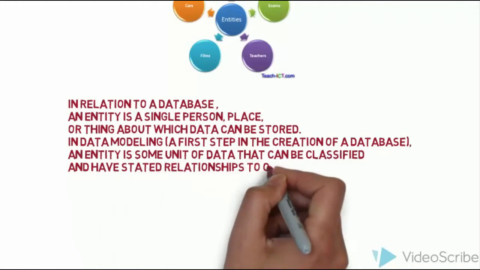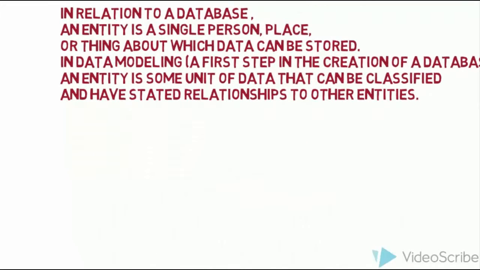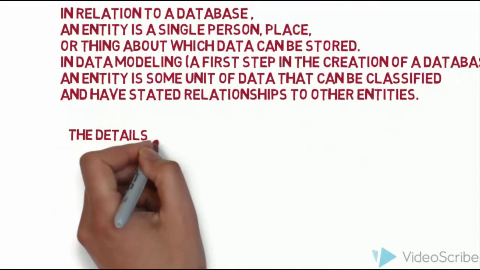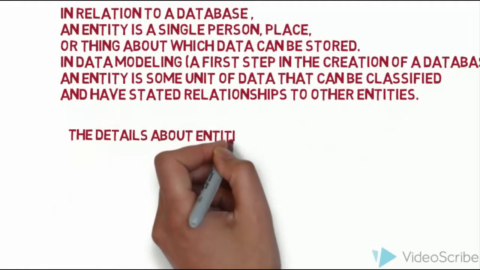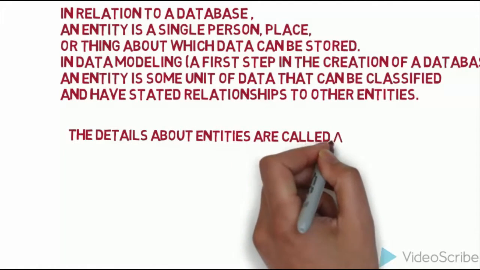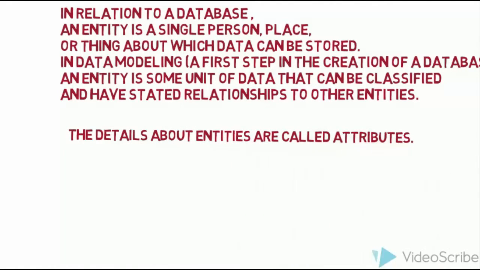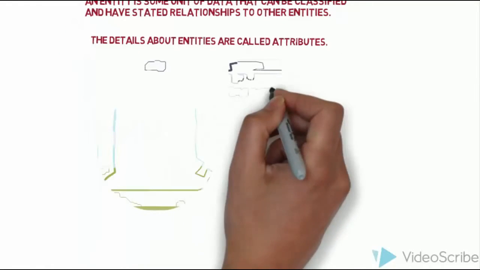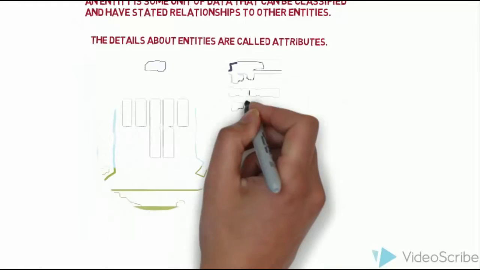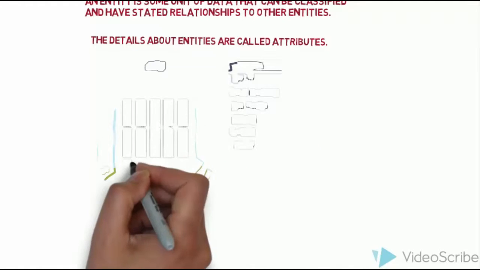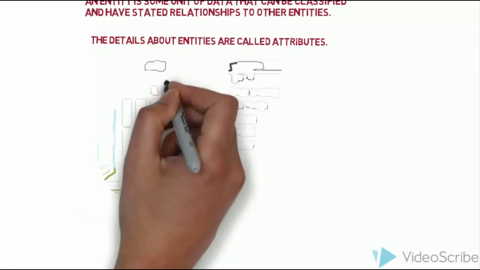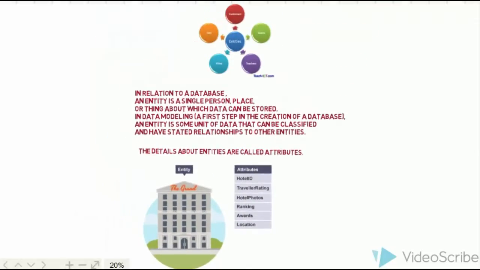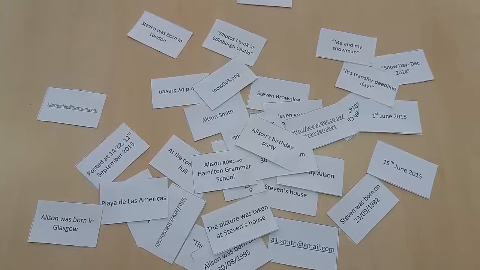What does that mean, attributes? The details about entities are called attributes. When you design a database, you need to think about which attributes you want to store. In a database of hotels, an individual hotel is the entity, and the attributes could be ranking, awards, location, photos, rating, and ID number.